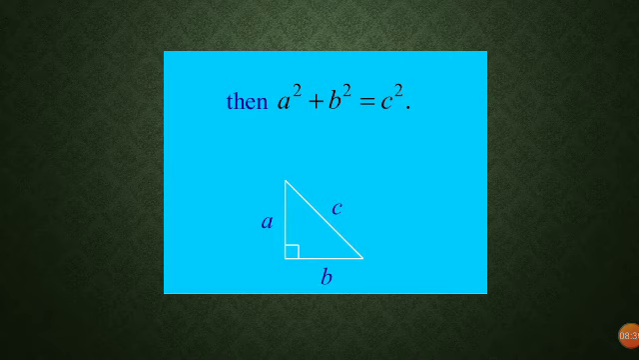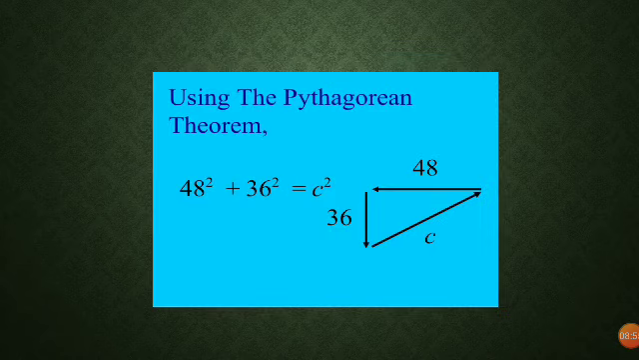Next, A square plus B square equal to C square. Already you know that. Which theorem? Did you know the theorem? Yes, Pythagorean theorem. Using the Pythagorean theorem, take the three sides. Two sides you know the value. One side is 36 and another side is 48. Then the other side is C square.